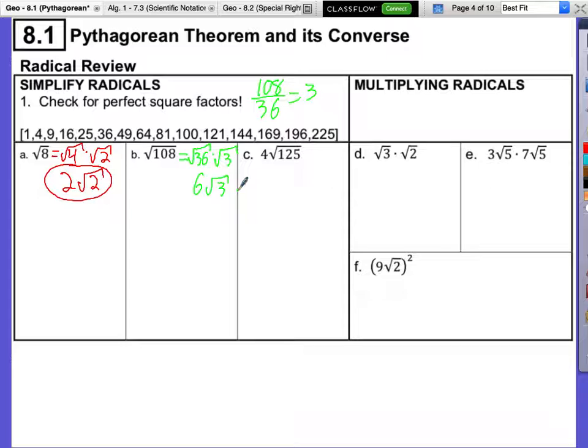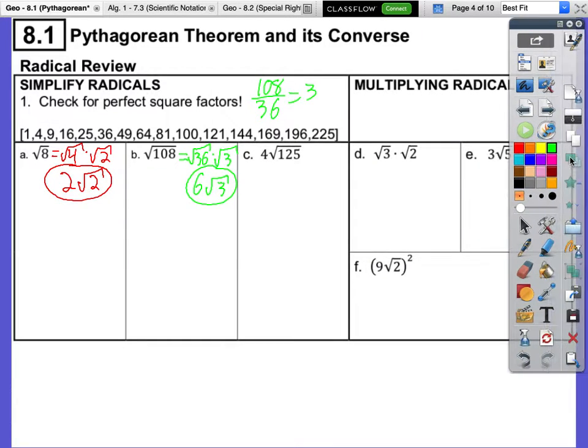Yes, Nick? Does it matter the order we put it in? Like if you had put 3 and 36? Nick asked a good question. Could we put the square root of 3 and then the square root of 36? Yes, you could, but when you get it down to this step, we want our normal number out in front. So you'd have to switch it around here. That's a good question.